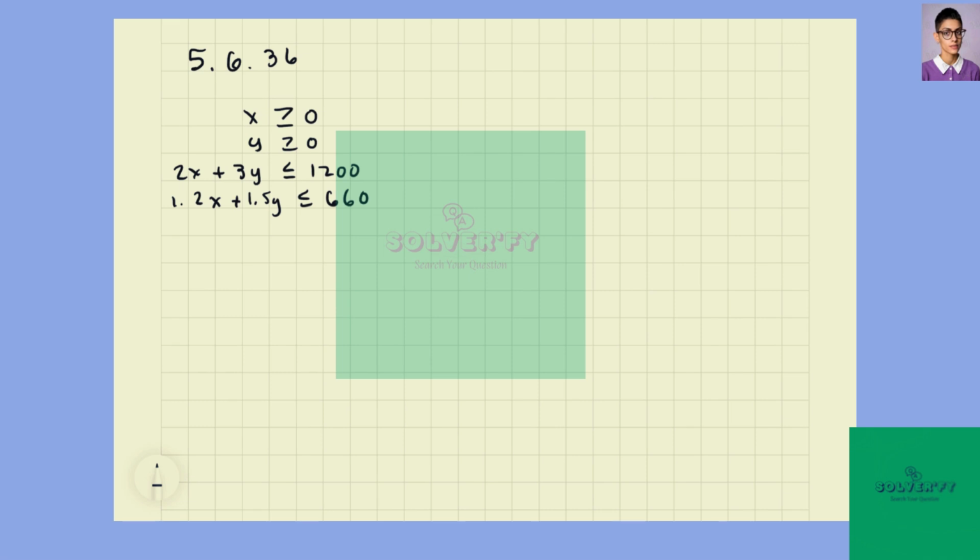Alright, so let's just draw this out a little bit. When x equals 0 for 2x plus 3y, y equals 400. When y equals 0, x equals 600. Then for 1.2x plus 1.5y, when y equals 0, x equals 550.